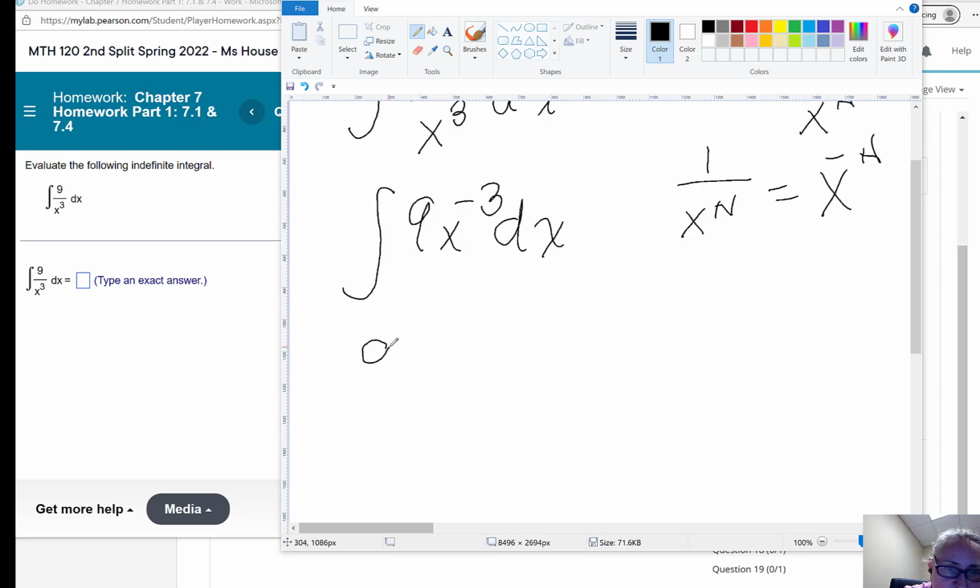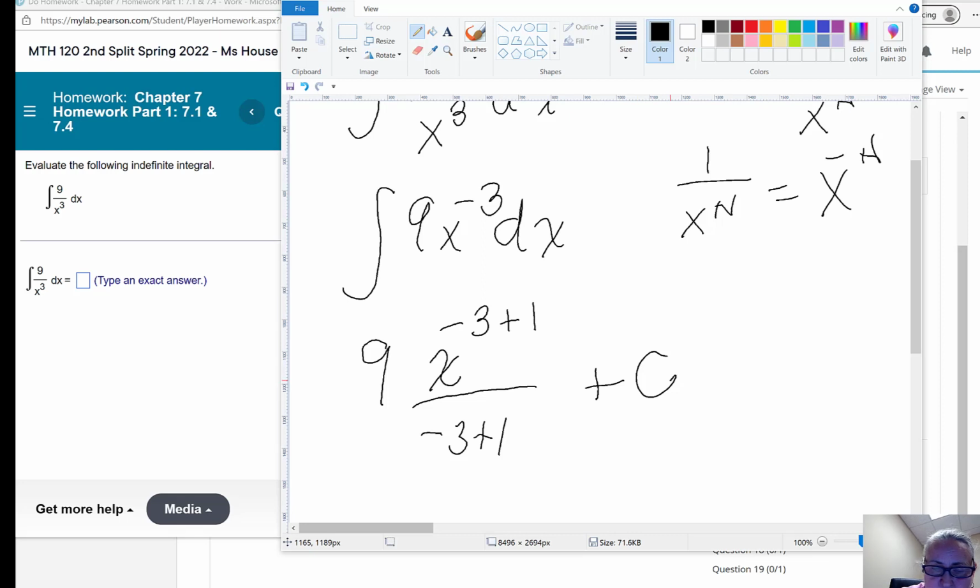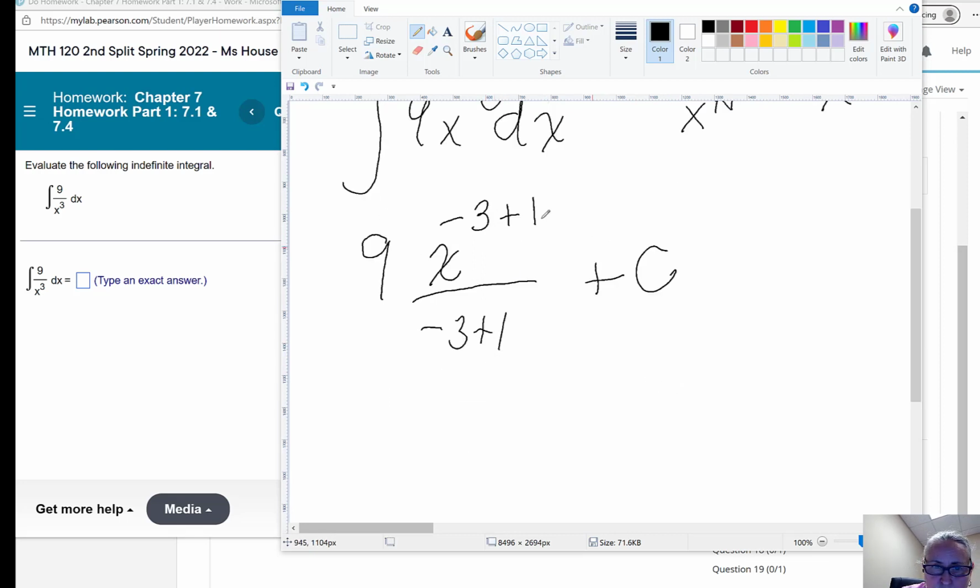First of all, let's bring the 9 out. And then we're going to add 1 to the exponent, x to the negative 3 plus 1. We're going to divide by negative 3 plus 1, and then we're going to add our constant. So we can reduce these. You can actually skip that step and say x to the negative 2 divided by negative 2 plus c.